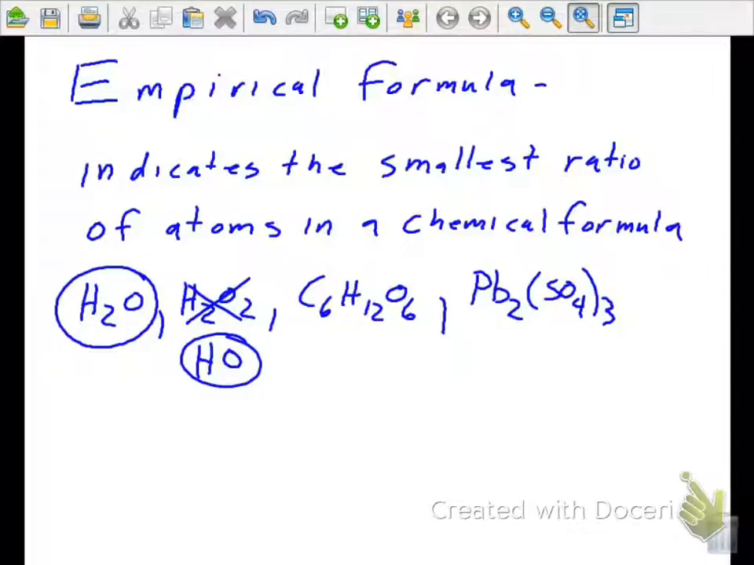Yes? So it doesn't matter what element it is, or what charge it has? Nope, it has nothing to do with charges. It's how the ratio is working.